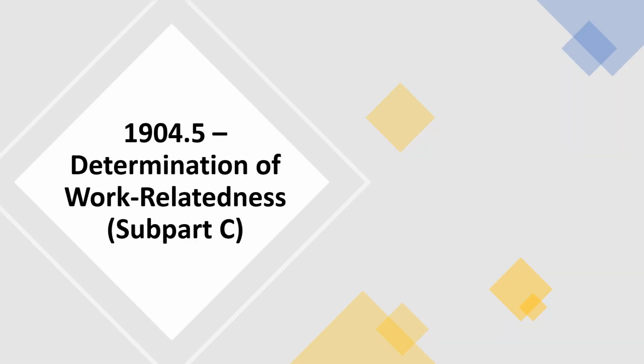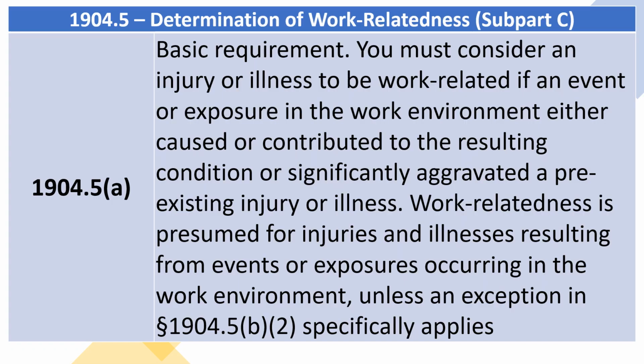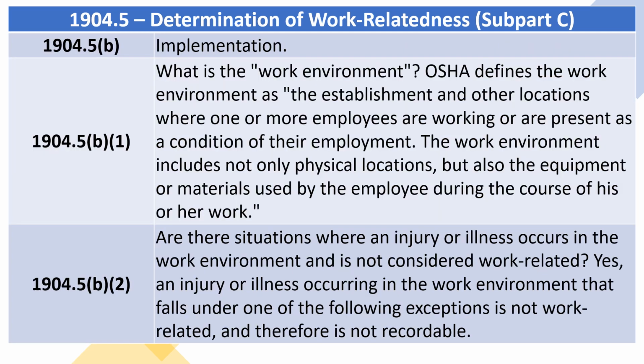1904.5. Determination of work-relatedness. 1904.5 a. Basic requirement. You must consider an injury or illness to be work-related if an event or exposure in the work environment either caused or contributed to the resulting condition or significantly aggravated a pre-existing injury or illness. Work-relatedness is presumed for injuries and illnesses resulting from events or exposures occurring in the work environment, unless an exception in Section 1904.5 b. 2 specifically applies.